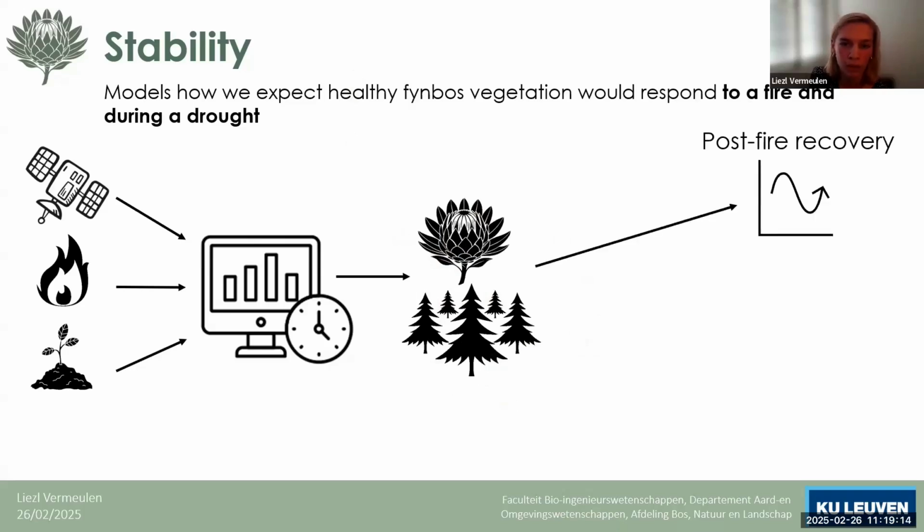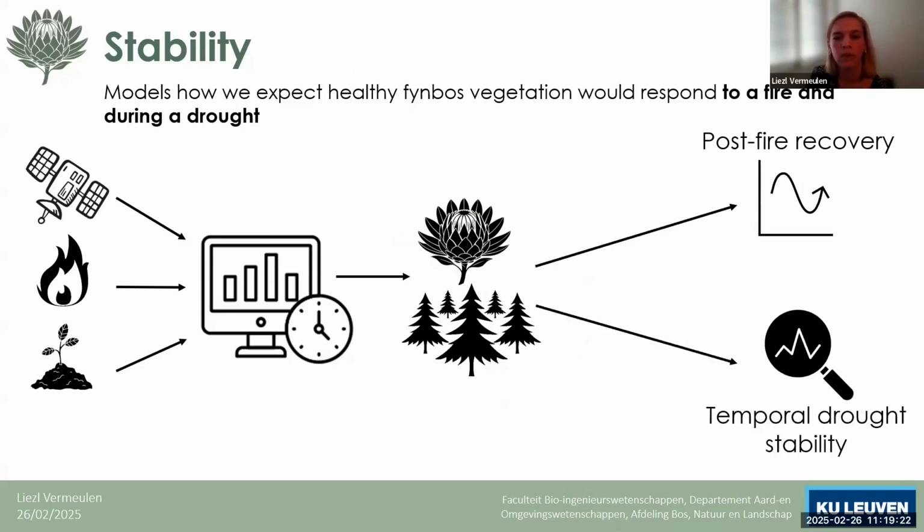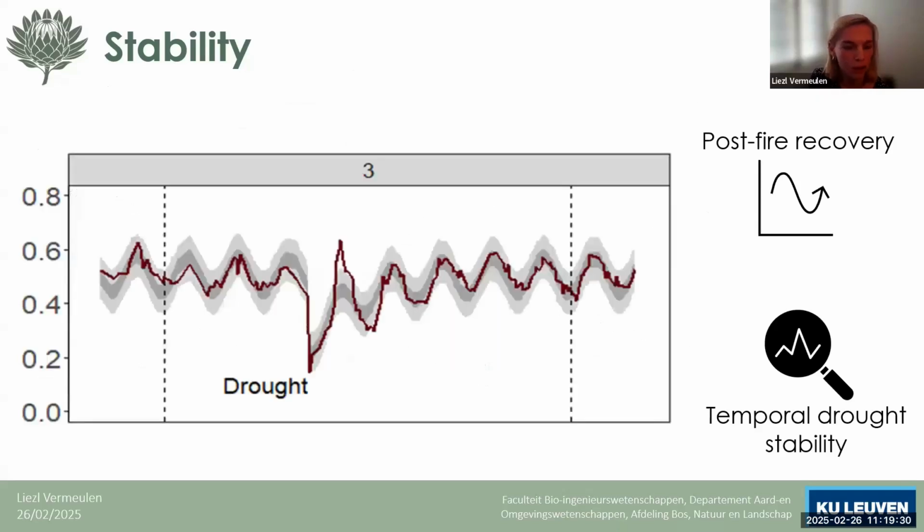This is important in fynbos because how quickly the ecosystem responds after fire can tell us a lot about how healthy it is. And then we also look at temporal drought stability. So how well does it handle the stress driven by drought? So this is the output for one location from that model.